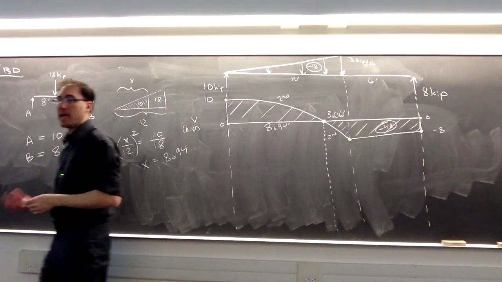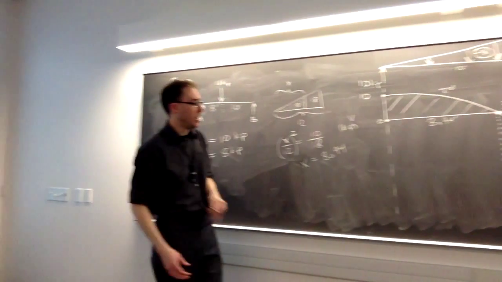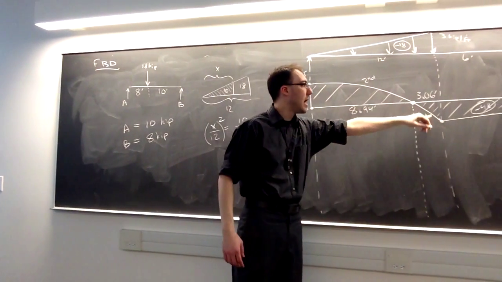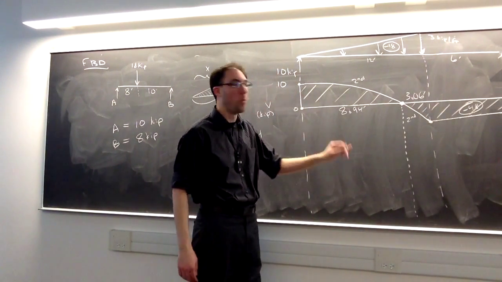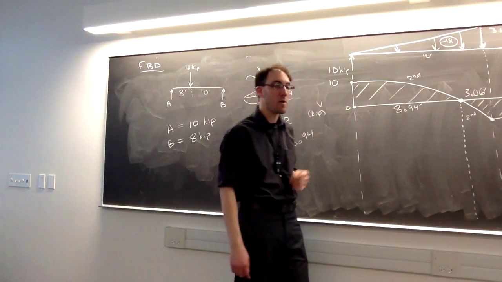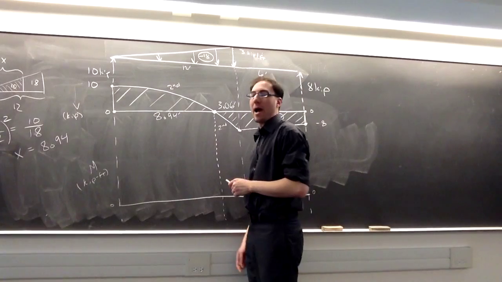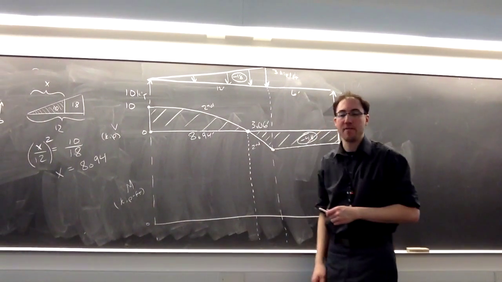And we need to find where that zero crossing is, because on the M diagram, first of all, we need to know how much of this area is positive, how much is negative, and we need to know where that maximum is going to occur in the M diagram. We need to find the area under these parabolas, these second-order curves we have here.